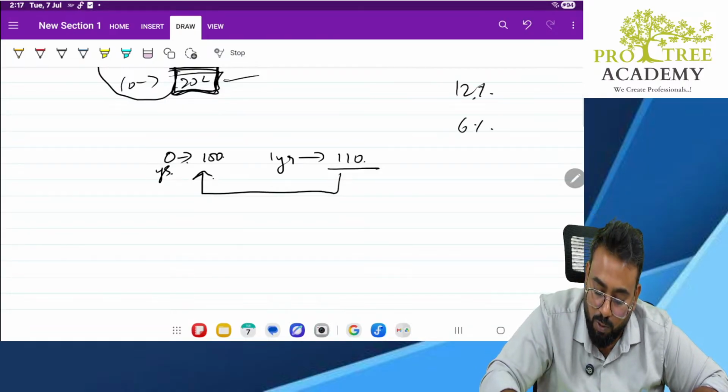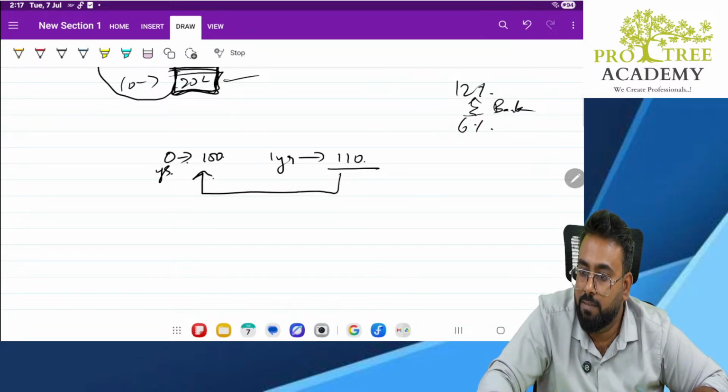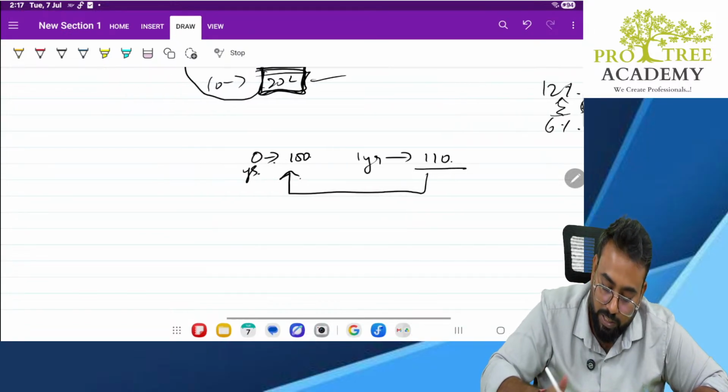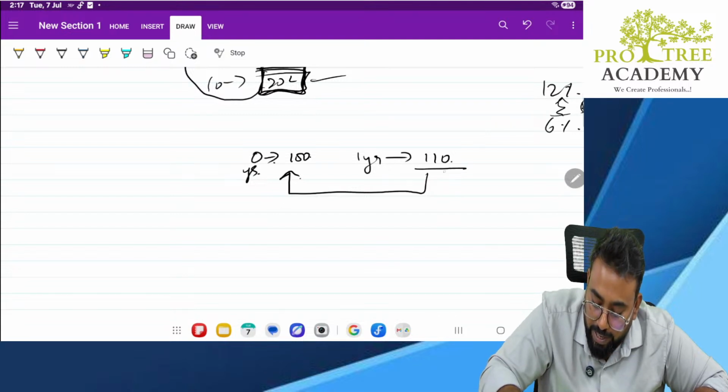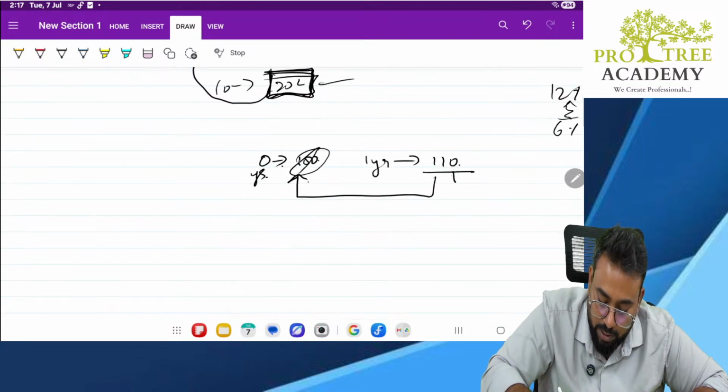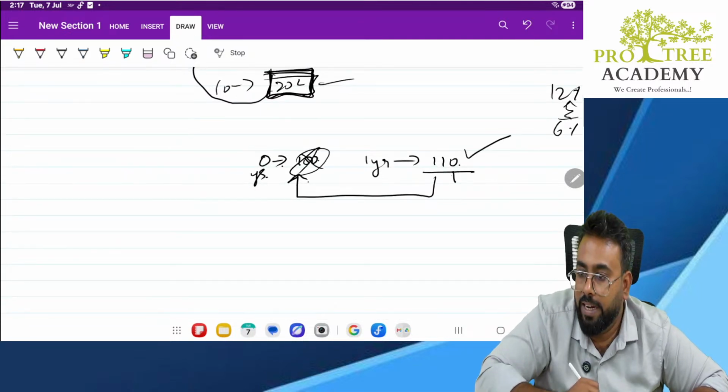So the remaining 6% goes to the bank. Clear, everybody? Yes? Okay. So this is the value. Now from 110, say for example, I have not given you this, I have only given you 110. Can you find out what was the value in the 0th year?